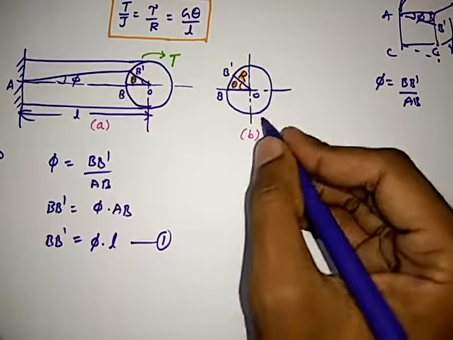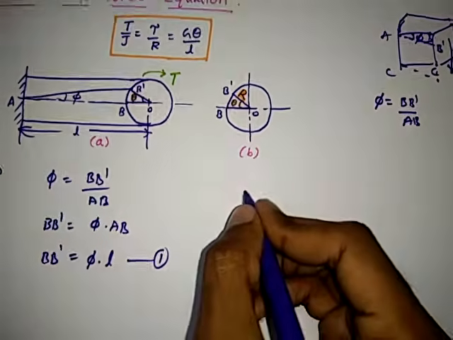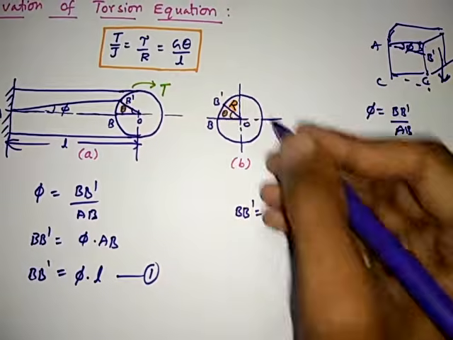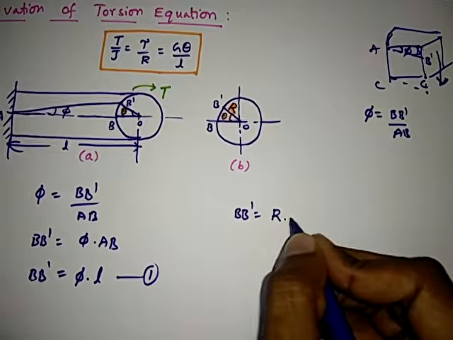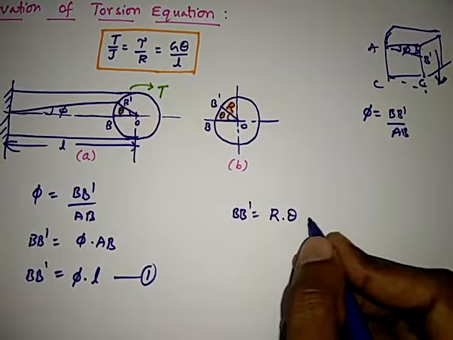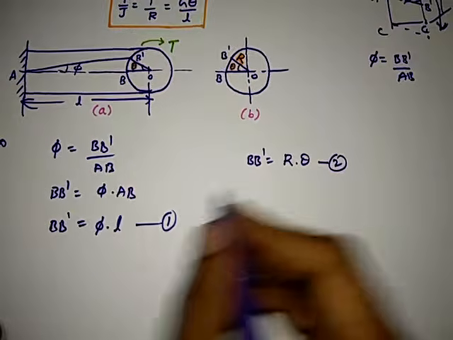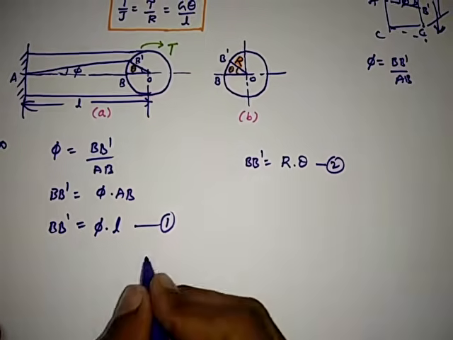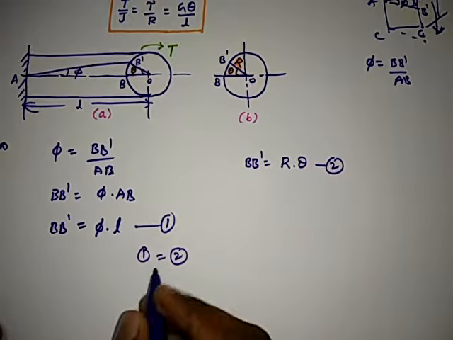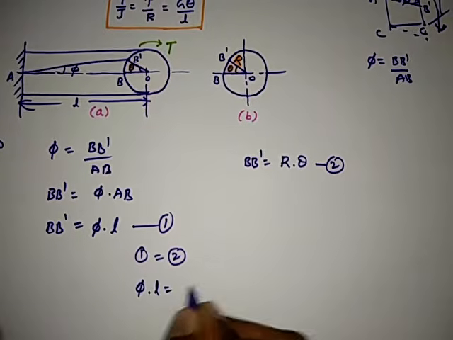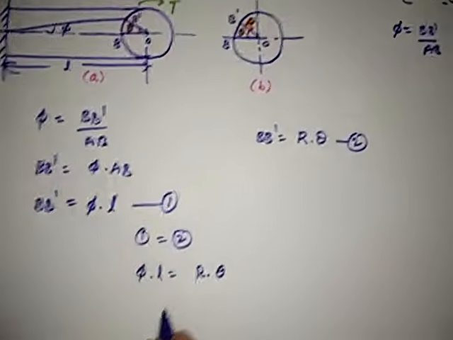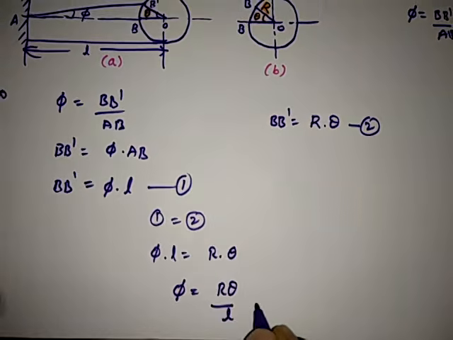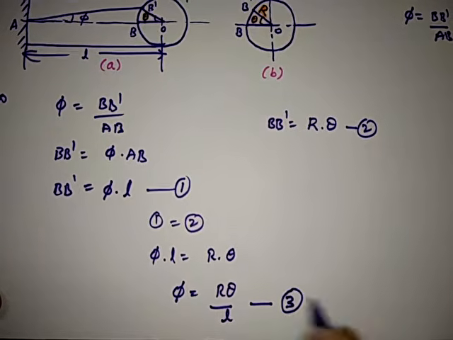And if you see from the second diagram B, if I write for B dash, this will become the arc length. That arc length is given by r theta, and this is equation number 2. Because 1 and 2 are both giving B dash, 1 is equal to 2. So I can write phi into L is equal to r into theta, and from this I can write phi is equal to r theta by L. Let us say this is equation number 3.